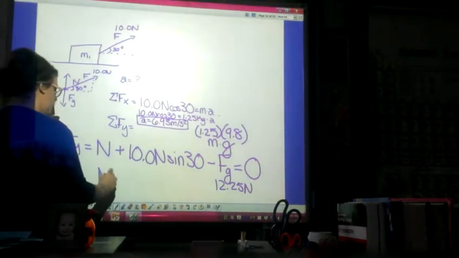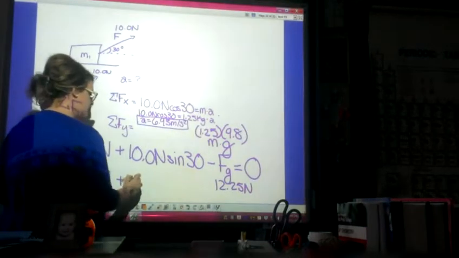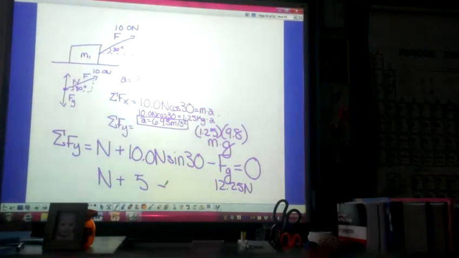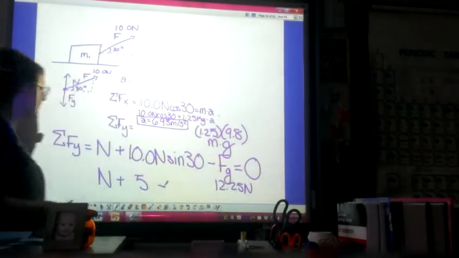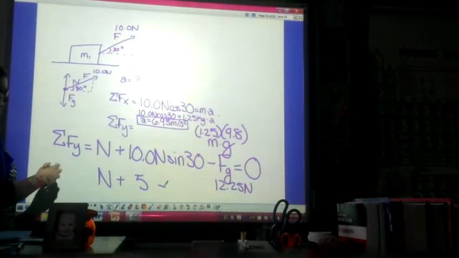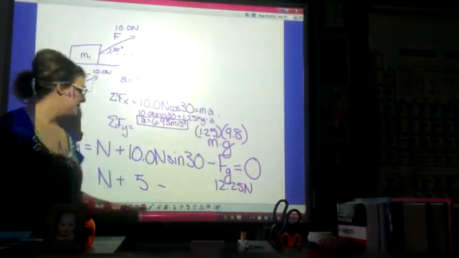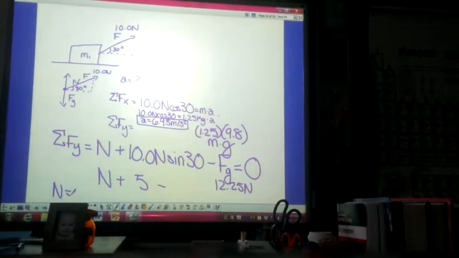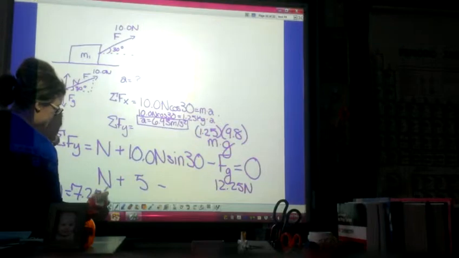So I have normal plus, and then 10 sine 30, is that 5 newtons? Yeah, so it would be 5 newtons, and then minus your 12.25 newtons. So then let me just move these over here on that side so I can figure out what the normal is equal to. So I can add over here 12.25, subtract over here 5, so then my normal force should be 7.25 newtons.